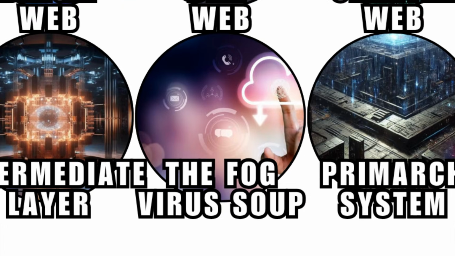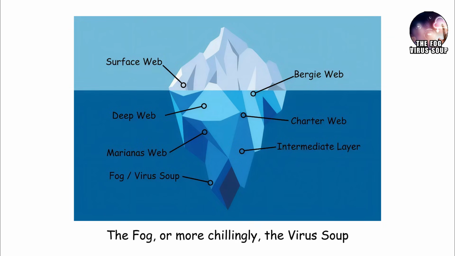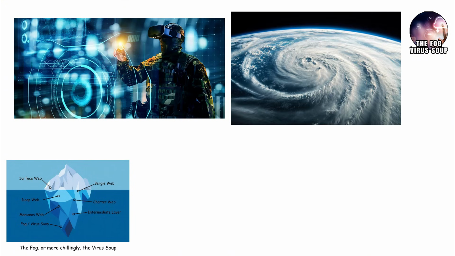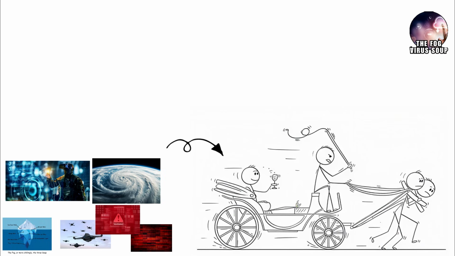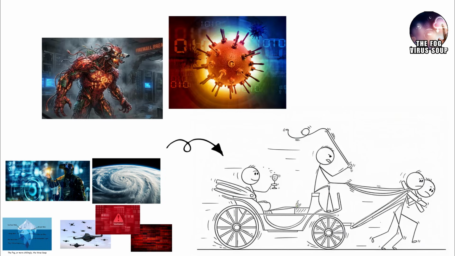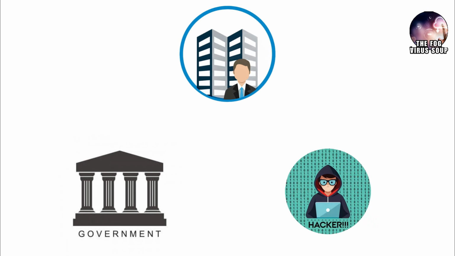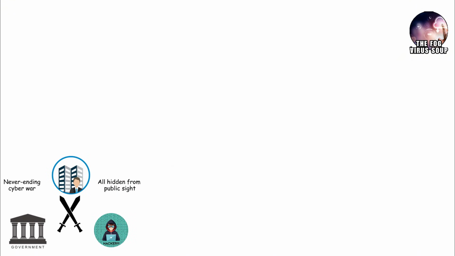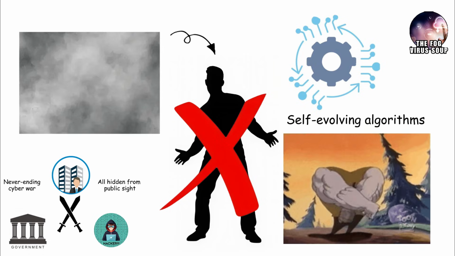The fog, virus soup. We've reached the next layer, known as the fog, or more chillingly, the virus soup. It's not a single network, but a digital battlefield, a swirling storm of corrupted code, rogue programs, and autonomous systems fighting for dominance. Here, nothing is stable. Firewalls mutate, viruses rewrite themselves, and AI-driven defenses attack anything that moves. Some say this is where governments, corporations, and underground hacker syndicates collide in a never-ending cyber war, all hidden from public sight. Others believe that the fog isn't run by humans at all, but by self-evolving algorithms created long ago and left to grow uncontrollably.